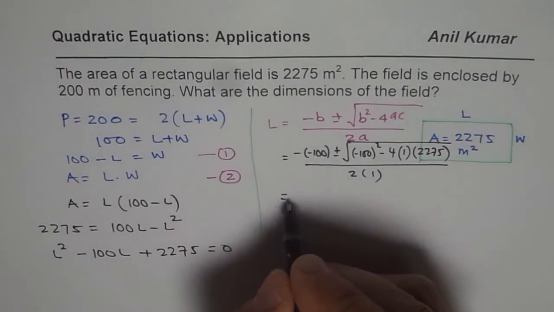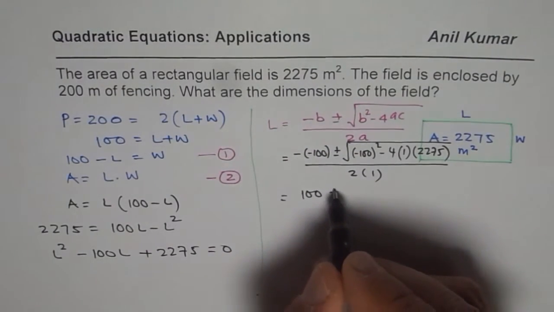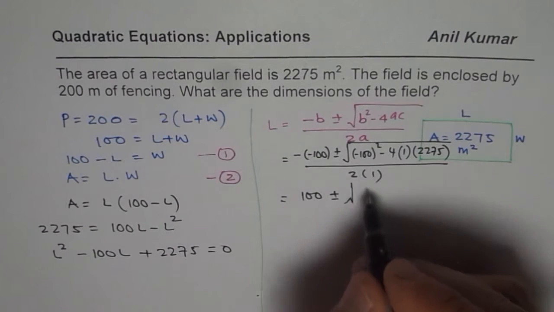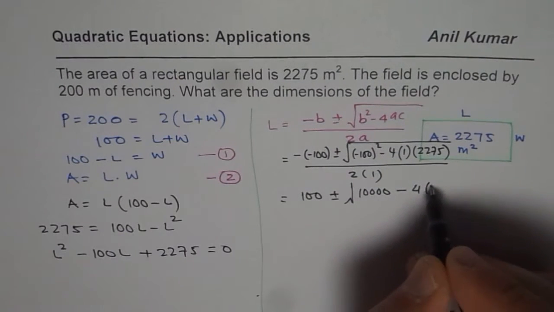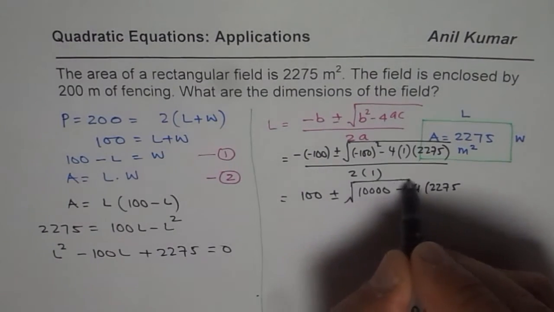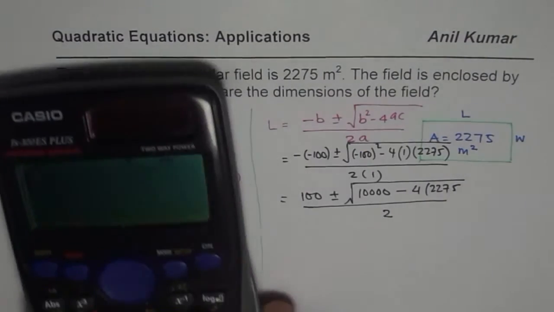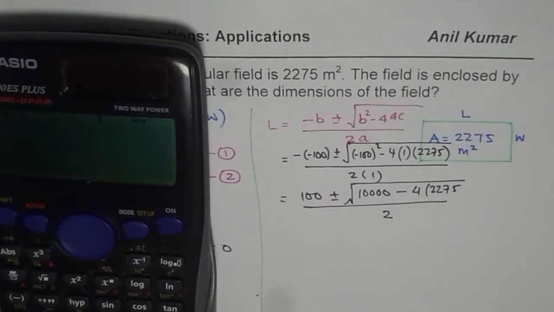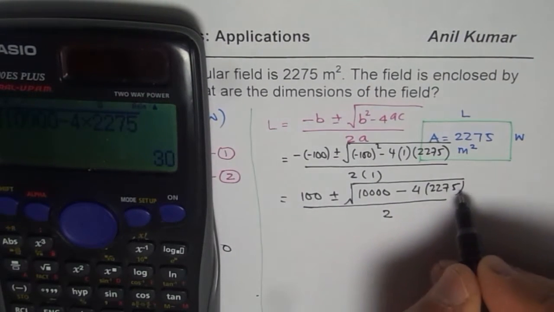Okay, so now we can use the calculator. Let me rewrite this as 100, minus minus becomes plus, and square root of positive 100 square, that means 10,000, minus 4 times 2275, divided by 2. Okay, let's use the calculator and find the answer. So let me write down what is in the radical sign. So we have square root of 100 square minus 4 times 2275 equals to 30. So this number is 30.